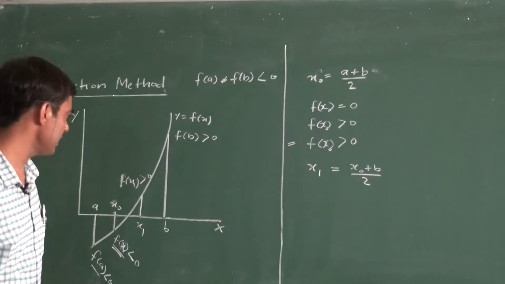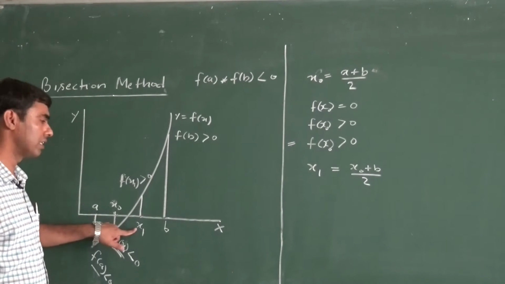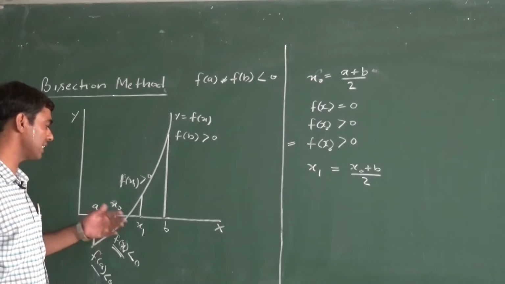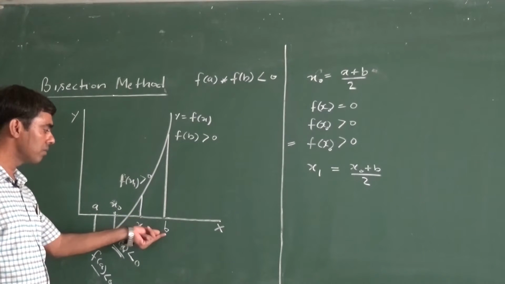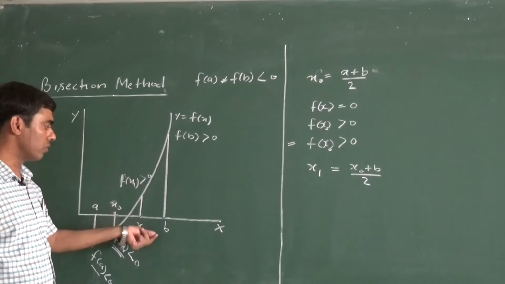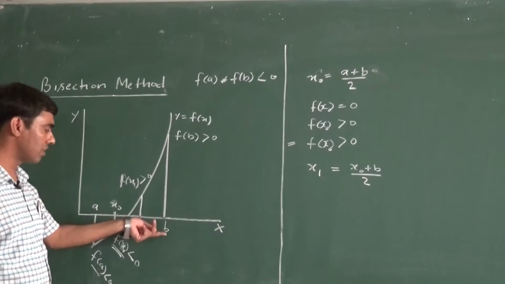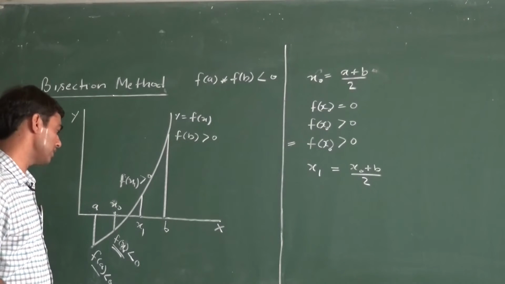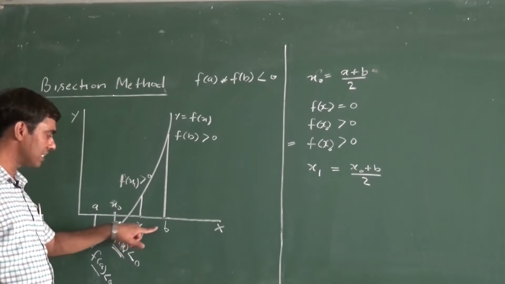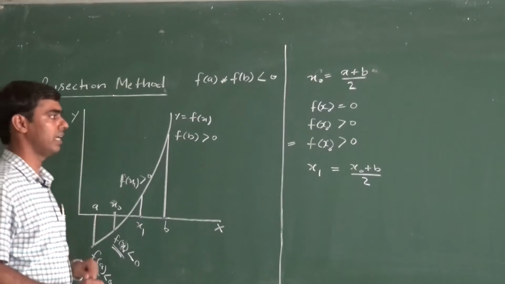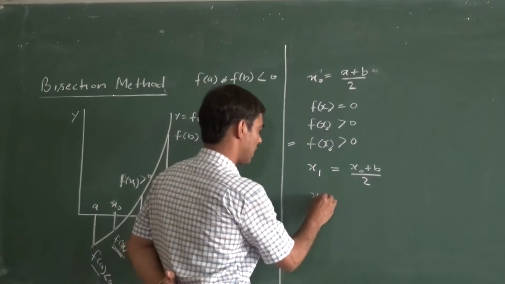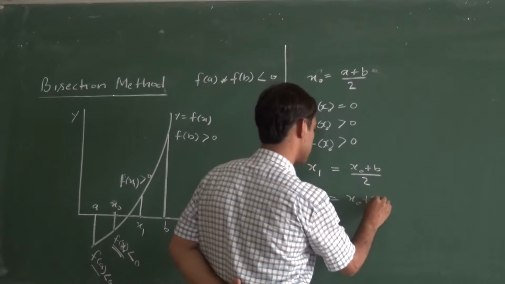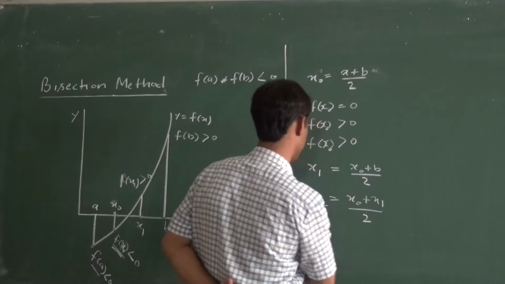So what's happened here? At this point, in this iteration, the value of the function is positive. So in the next iteration, we replace b by the positive value. What is the meaning of positive value? The value at which the value of the function is greater than 0. So in the next iteration we replace b by x1. So x2 equals (x0 + x1)/2.